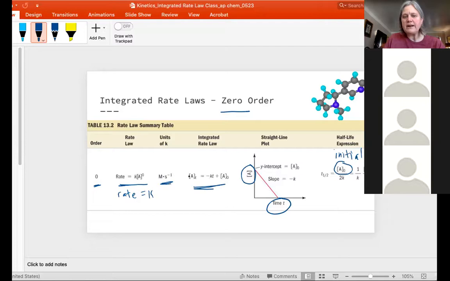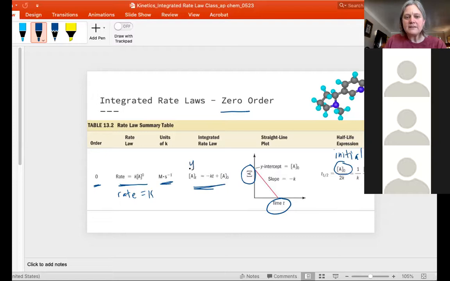It's just turned the rate law into something pretty different. I would just know what these things are. A sub 0, that's the initial concentration of A. A sub T is the concentration of A at different times. That's what you're plotting in your graph. And then here's T, we're plotting it against T.